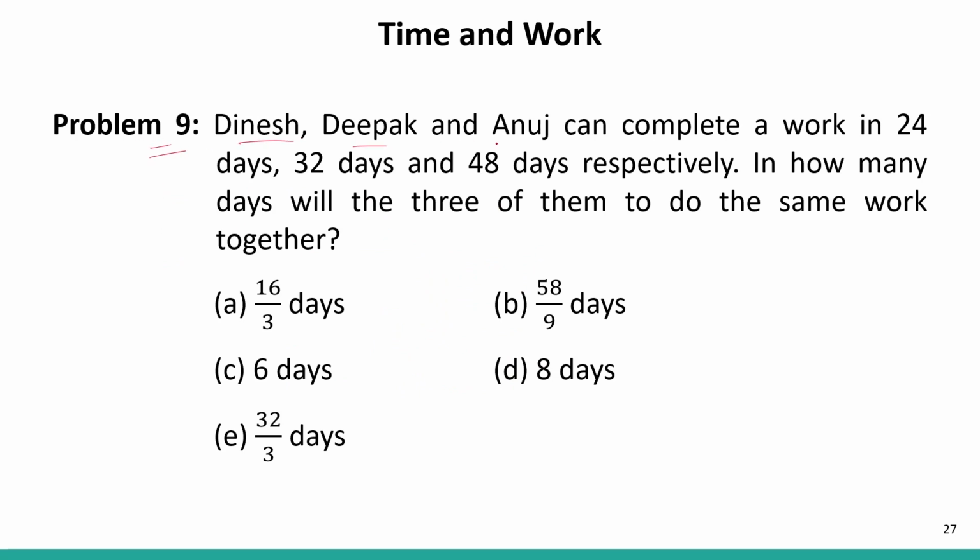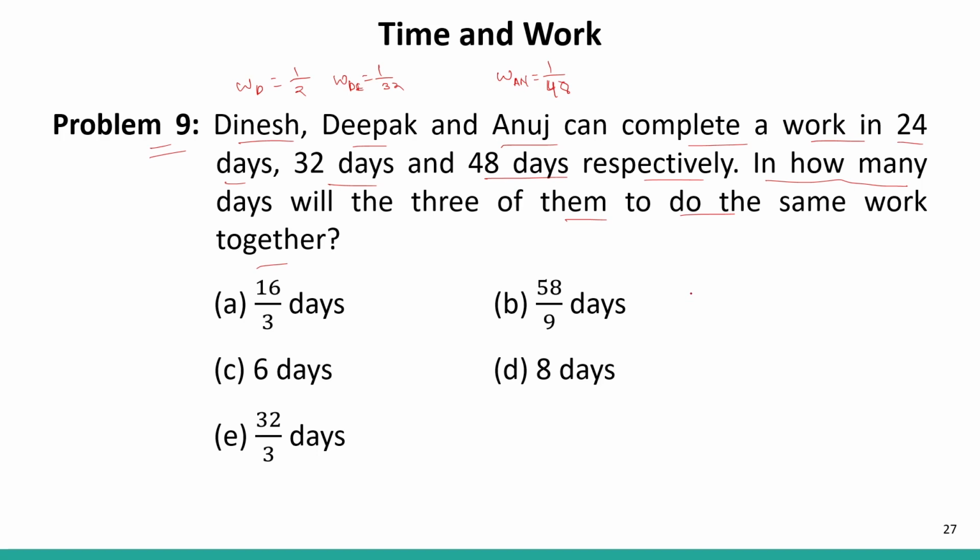Let's go forward with problem number 9. Dinesh, Deepak and Anuj can complete a work in 24 days, 32 days and 48 days respectively. In how many days will the three of them do the same work together? How much time will all three take? So you can see that the work rate of Dinesh will be 1 by 24. Work rate of Deepak will be 1 by 32. And work rate of Anuj will be 1 by 48.